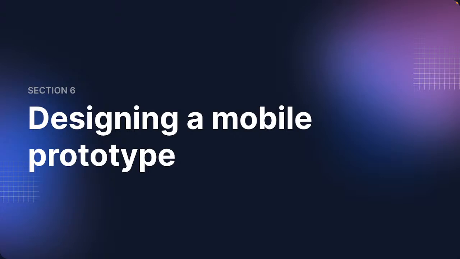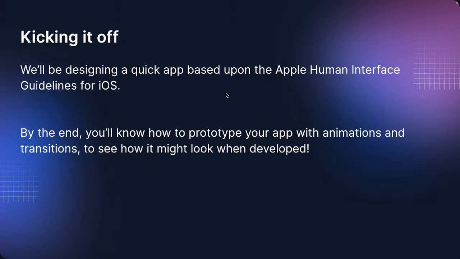And so now that I've talked about a lot of that, we'll jump straight into Figma again and design a mobile prototype. That'll be really fun. And so we'll be designing a quick app. It's called Scribble. It's a notes app based upon the Apple Human Interface Guidelines for iOS. We couldn't do both today, but for Android, I'll show you how to go about that. And by the end, you'll know how to use your prototype app with animations and transitions, as well as how it might look when developed.